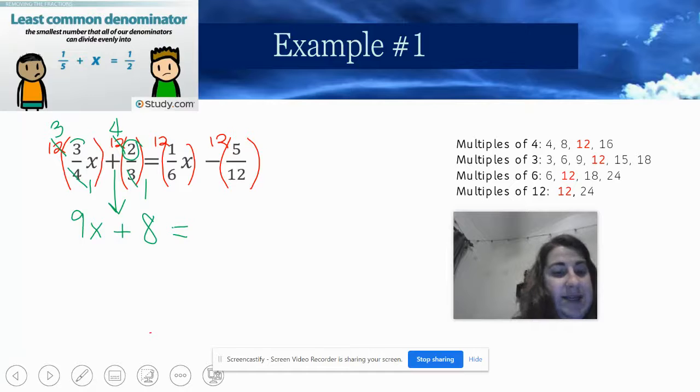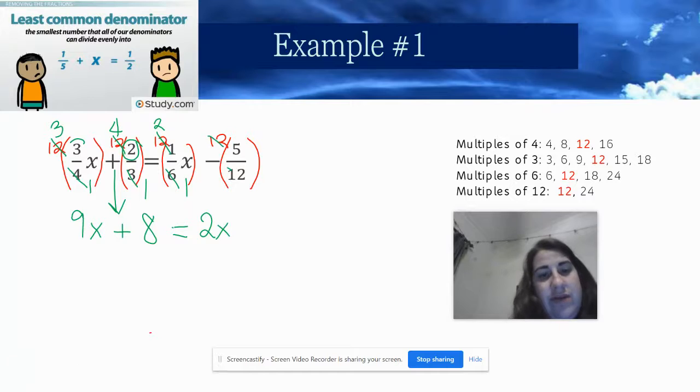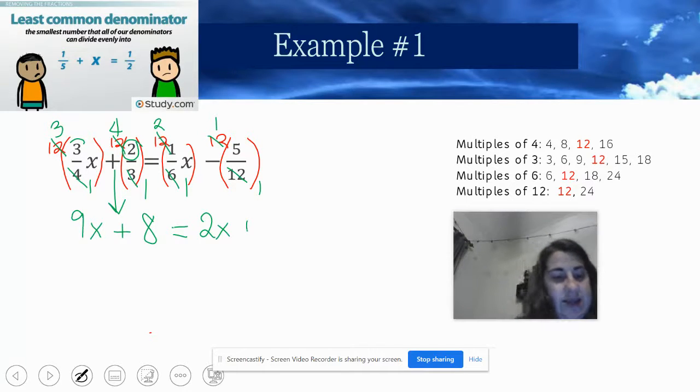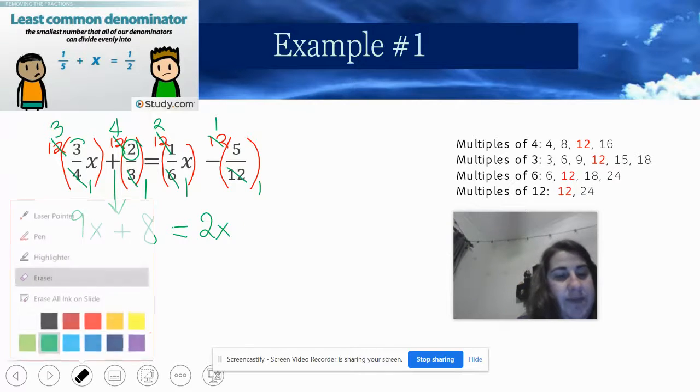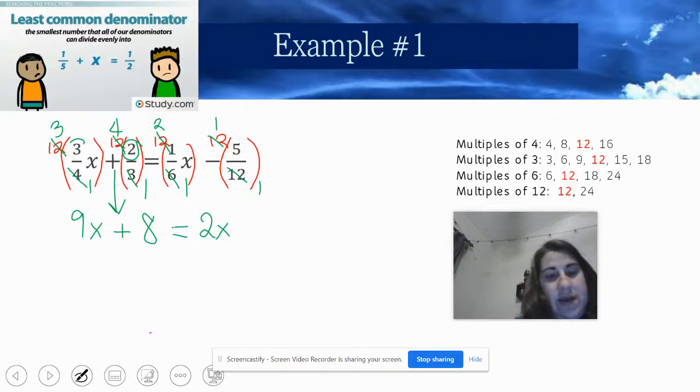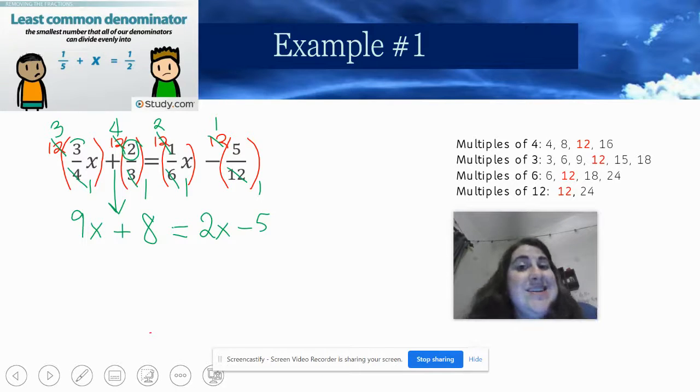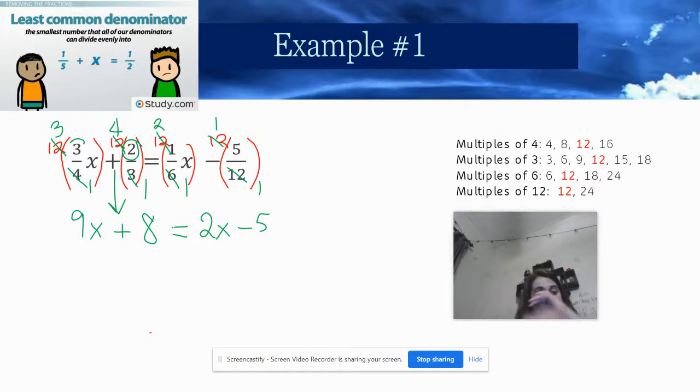12 divided by 6. So 1 6 and 2 6s. So 2 times 1 is 2x. And then over here, 12 divided by 12, there's both 1 in there. And so 1 times 5 is minus 5, right? So I'm just bringing that minus down, minus 5. And now I have an equation that doesn't have any fractions in it, and I can solve it normally.